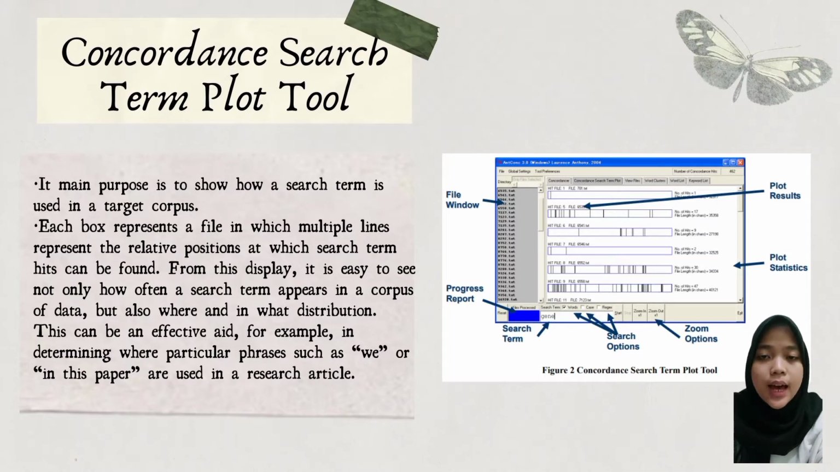From this display, it is easy to see not only how often a search term appears in a corpus of data, but also where and in what distribution. This can be an effective aid, for example, in determining where particular phrases such as "we" or "in this paper" are used in a research article.